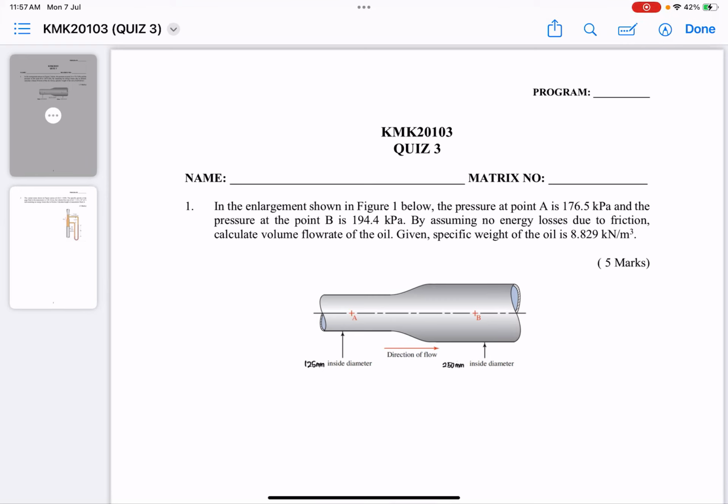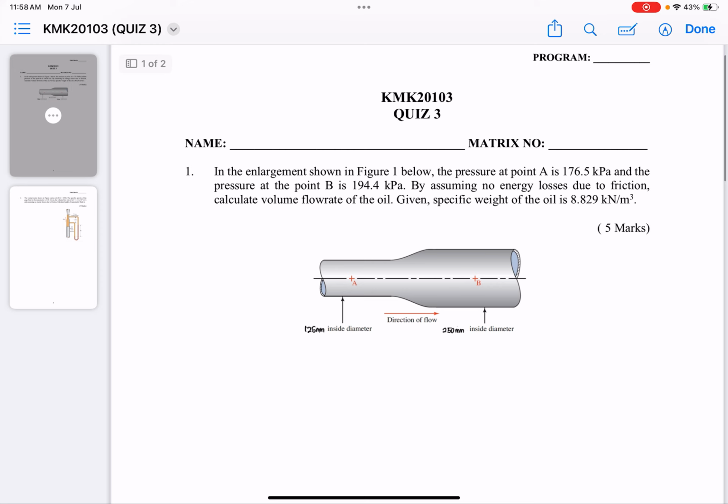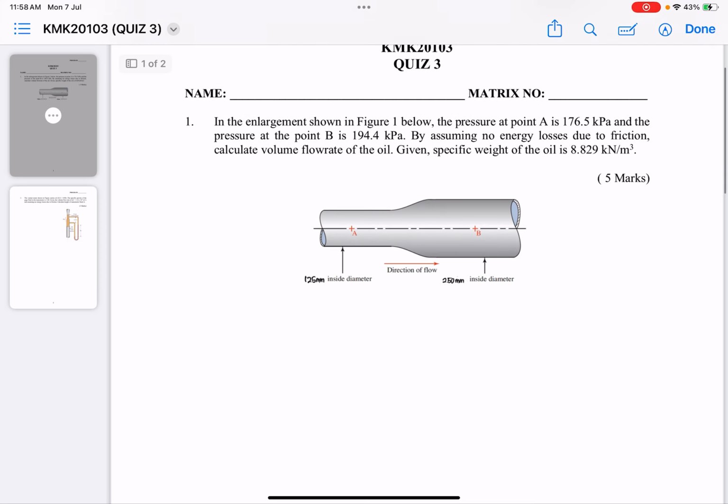Hello guys, this video is going to be the first of the 3 video series tutorial for the fluid mechanics course, which is KMK20103. For this video, I'm planning to spend about half an hour to solve both questions in our quiz number 3, which was already done during our week 9 lectures. So, I'm going to start with question number 1.